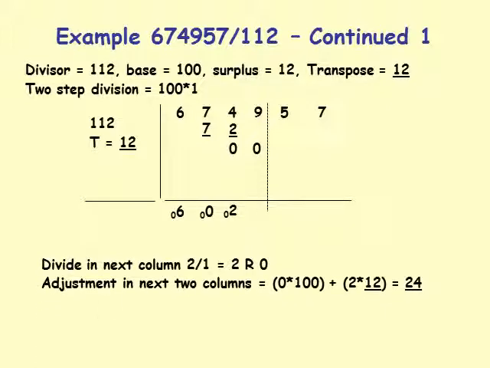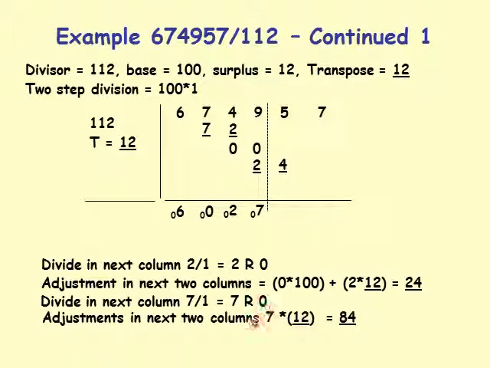Okay, let's continue here. Adjustment in the next two columns is 0 times 100, 0 from the remainder, and 2 times negative 12, 2 is from the quotient. Negative 12 is the transpose. So it is negative 24. This is where we represent negative 2 and negative 4. Let's continue here. In the next column we have 9 minus 2, which is 7, and we have to divide by 1, my second division. 7 divided by 1 is 7, remainder 0. Got that.